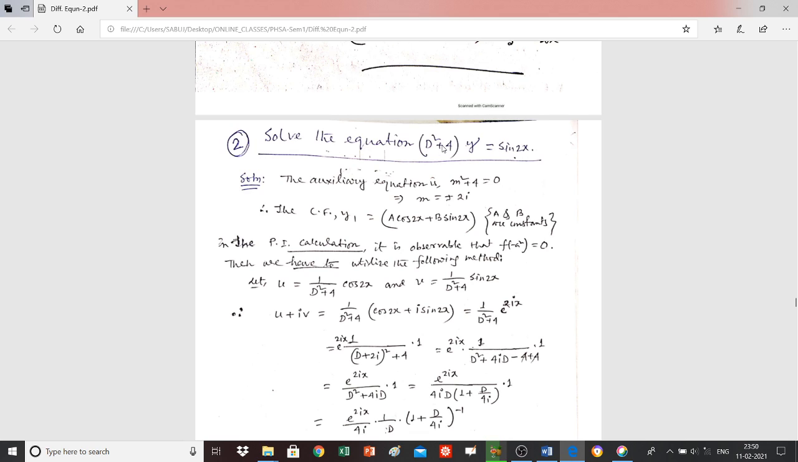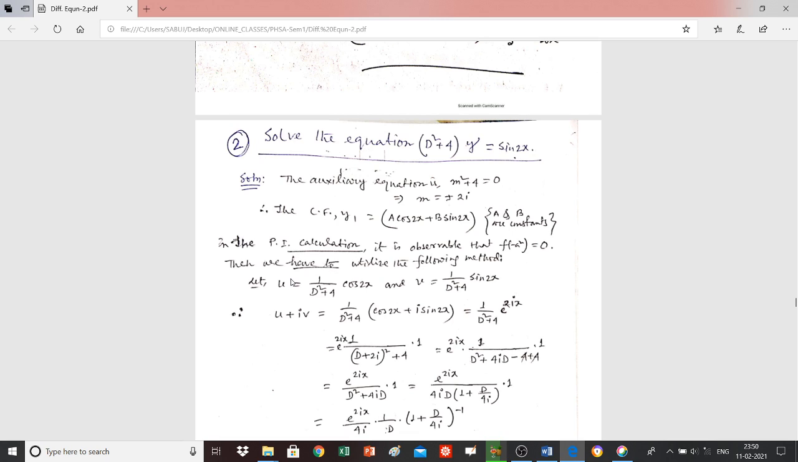So D square plus 4. In that case, f of minus a square becomes 0. So this formula cannot be applied in this case. To solve this, a different technique is used, and that different technique is given here.